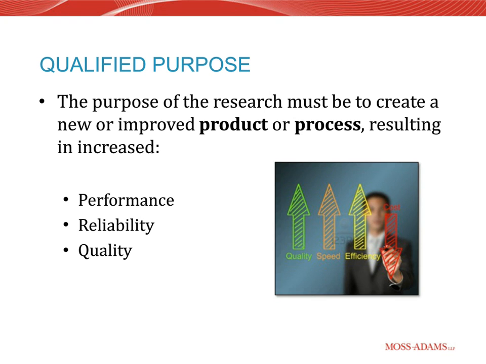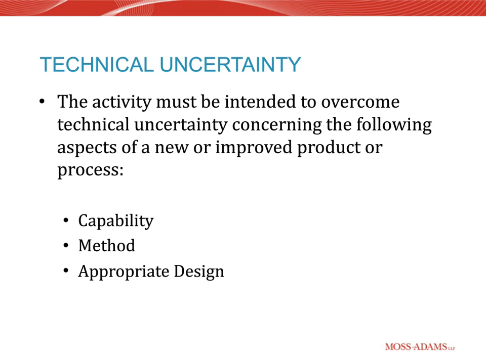So the fourth and final requirement is that there must be some type of process of experimentation in that development process in order to eliminate that technical uncertainty. So this requires that you're systematically evaluating different design alternatives throughout that development process. And that concludes the four-part test.